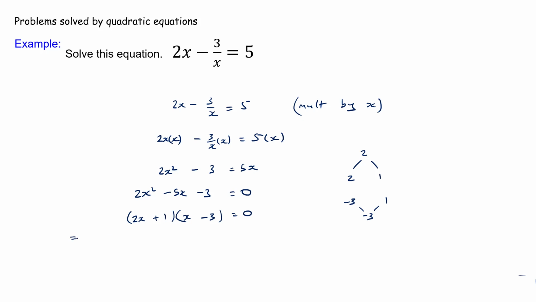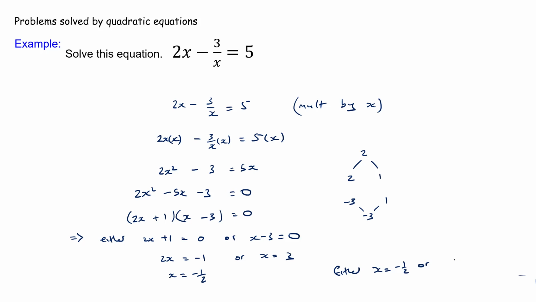So that implies that either 2x plus 1 is equal to 0 or x minus 3 is equal to 0. Which means that either 2x is equal to minus 1 or x is equal to 3. If 2x equals minus 1, dividing both sides by 2, that means that x is equal to minus 1 over 2. So those are our two answers. Either x is equal to minus a half or 3.